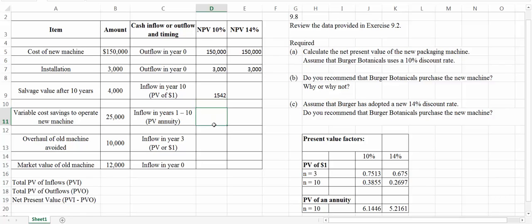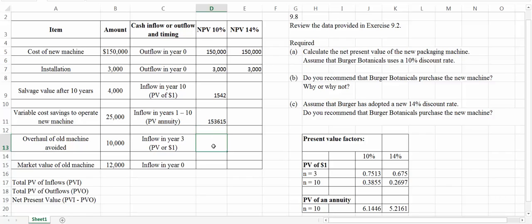All right, let's continue the 10% and then we'll go back to the 14%. The variable cost savings to operate the new machine is $25,000 every year. And we had said before, this is going to be a present value of an annuity because it happens every year. So the present value of getting $25,000 every year for the next 10 years is equal to 25,000 times the present value of an annuity, 10%, 10 periods. That comes out to 153,615.